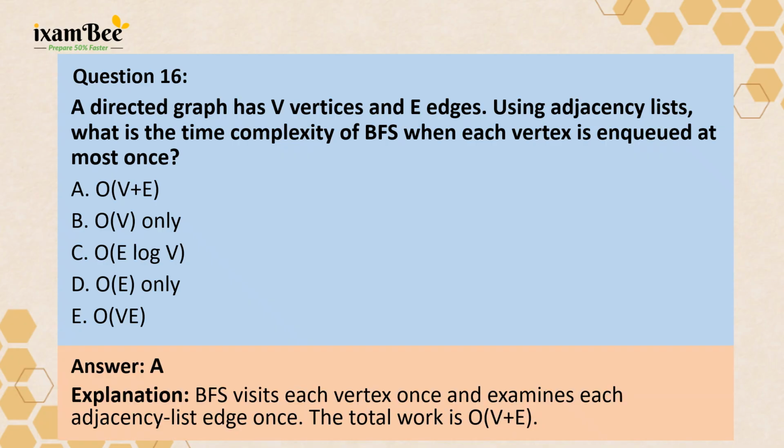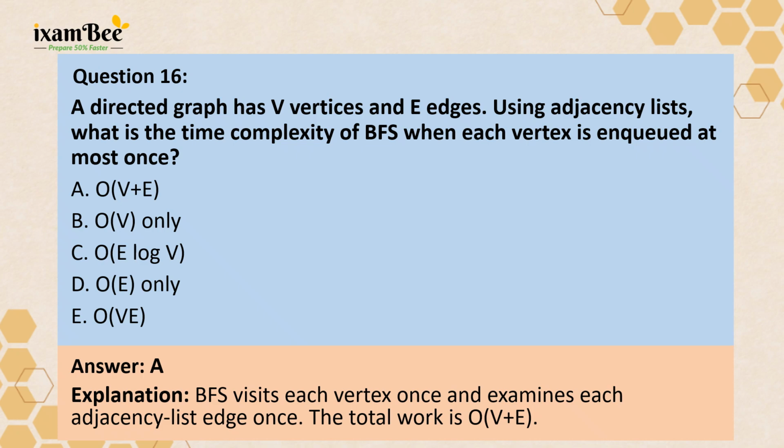The correct answer here is option A, which is of the order V plus E. This is the same underlying accounting as before with an adjacency list representation and each vertex enqueued exactly once as the question specifies. BFS visits every vertex once. That's of the order V work.